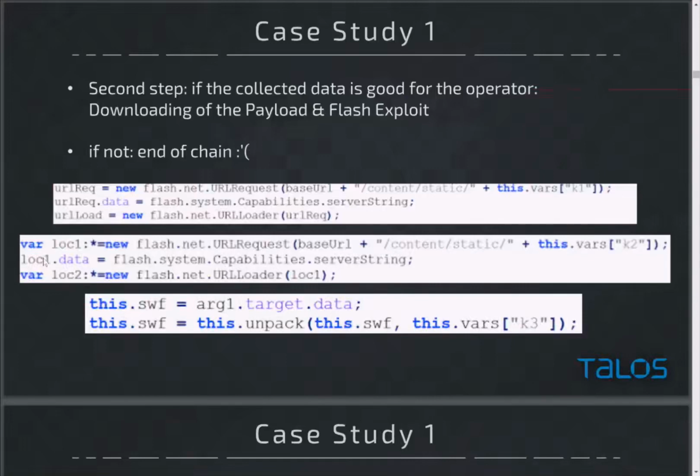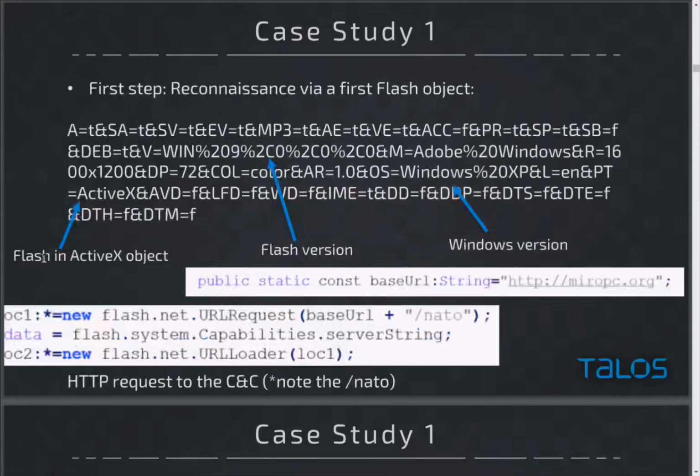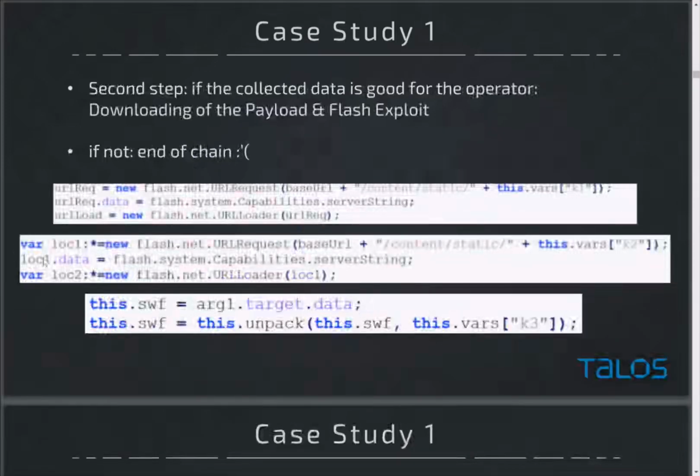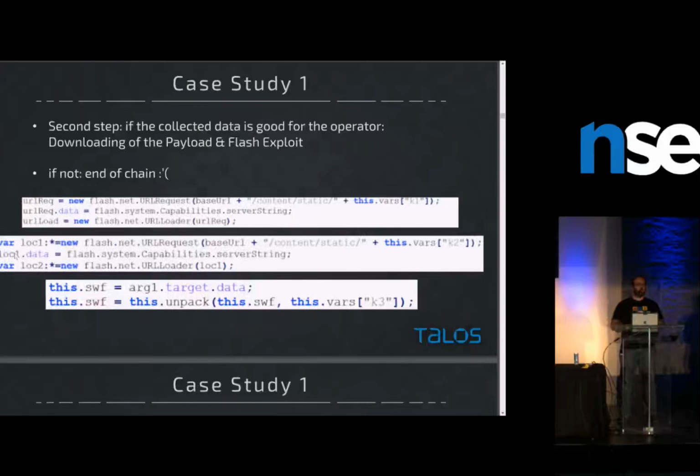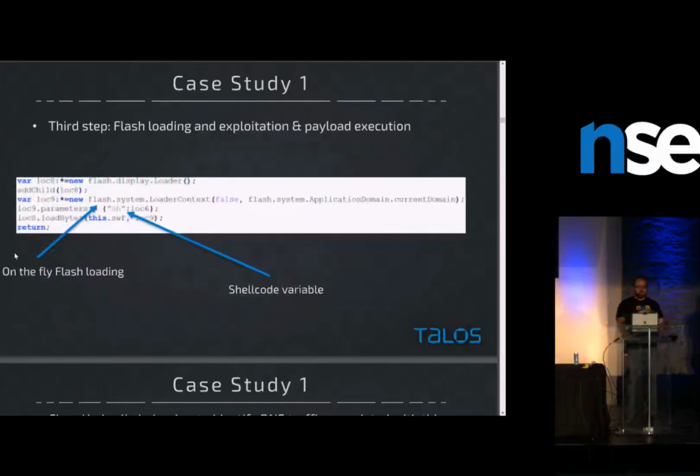So if you don't have the right data, you won't get the final payload. And in this case, the attacker was kind to us because his variable names were explicit, with shellcode, exploit, etc. So it was easy to guess the purpose. Yes, it's on-the-fly Flash loading.